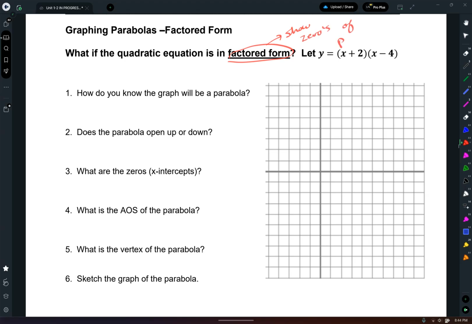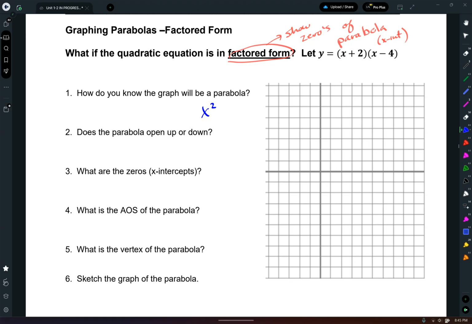of the parabola. And what is another name for the zeros? Well, the x-intercepts. Okay, so I've got my factored form. Number 1, how do you know the graph will be a parabola? Well, because if it were multiplied out, if you were to do the FOIL, wouldn't you get an x squared term? Right? And if there's an x squared term, you know it's a parabola.